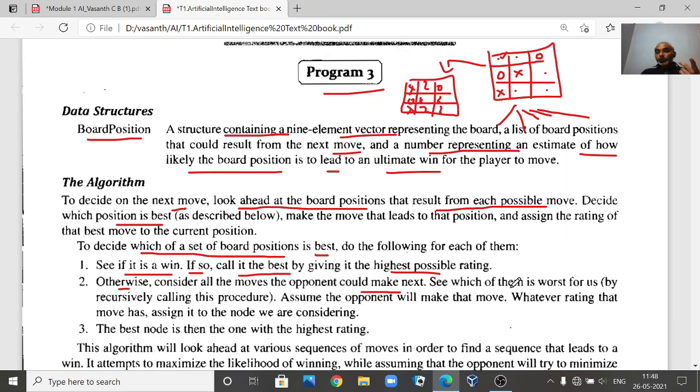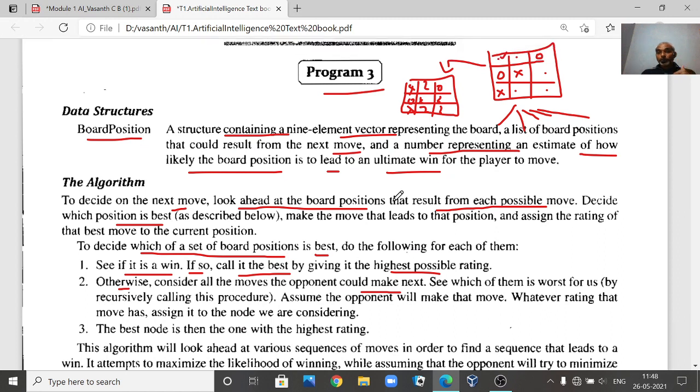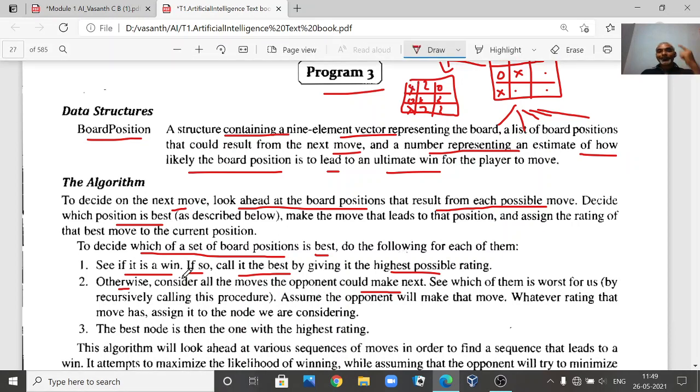Now see which of them is worst for us. Out of these 4 moves the opponent could make, you have to see which will be worst for me. If I make a move here, the move which I made right now, is it going to be best for me or worst? That is what we are going to do here. Recursively we keep on doing this, right?